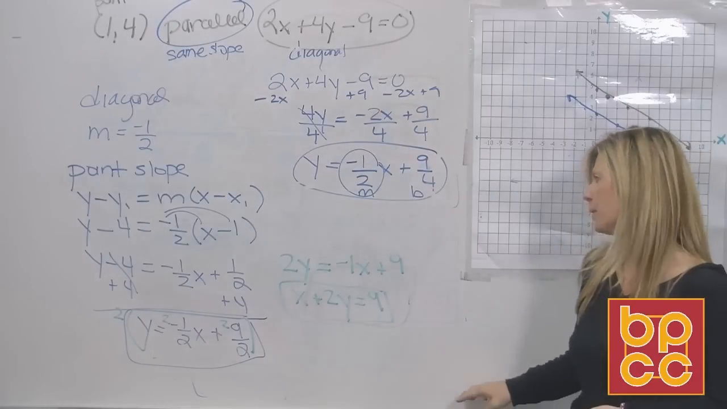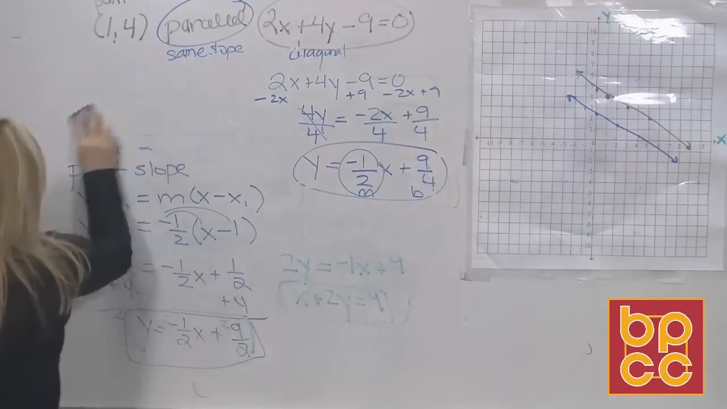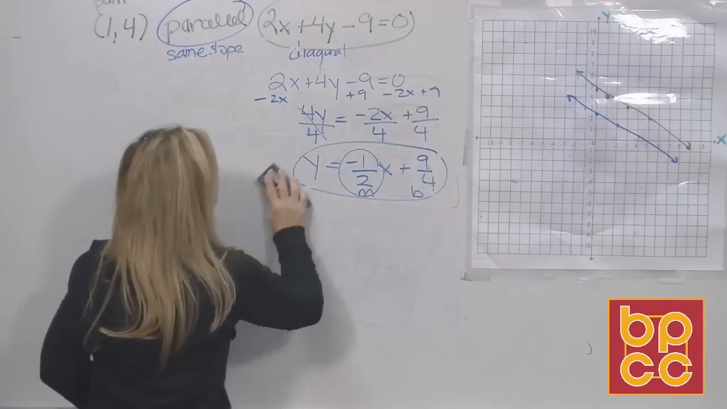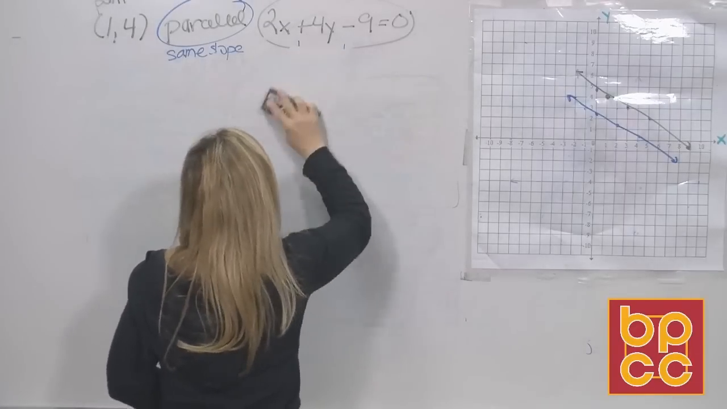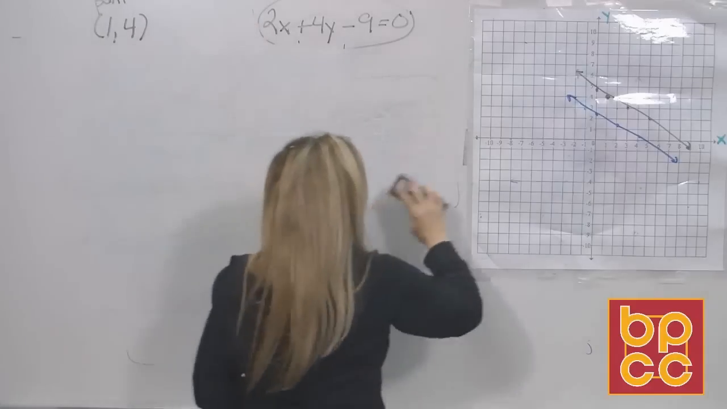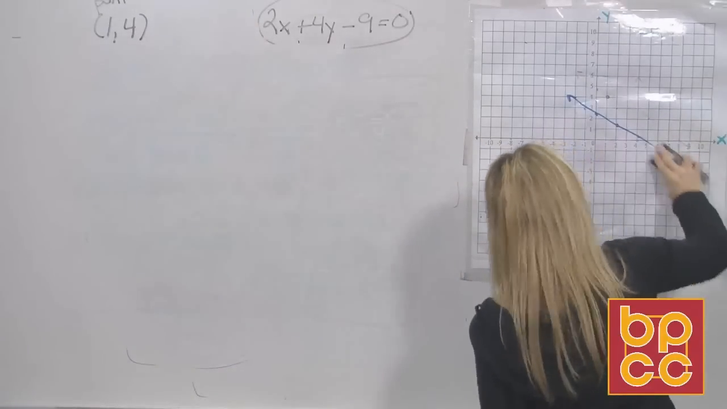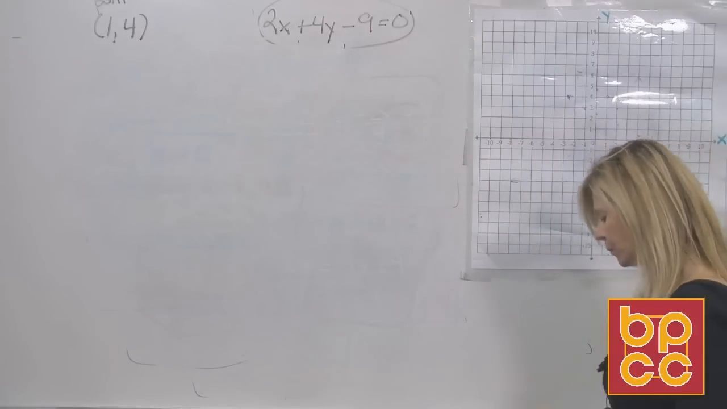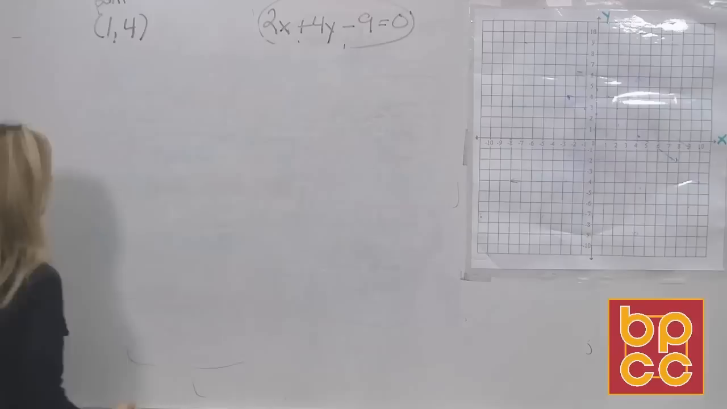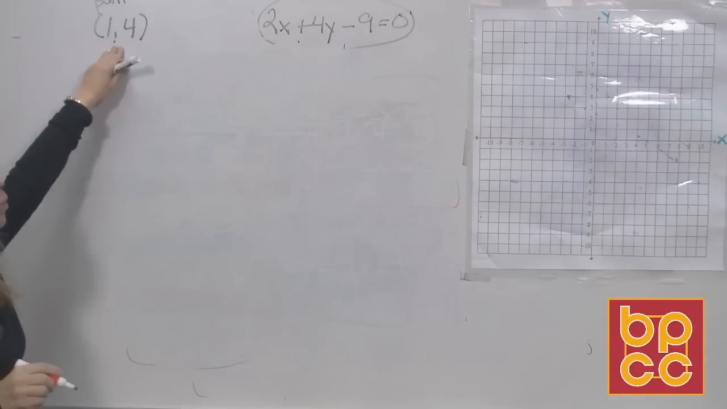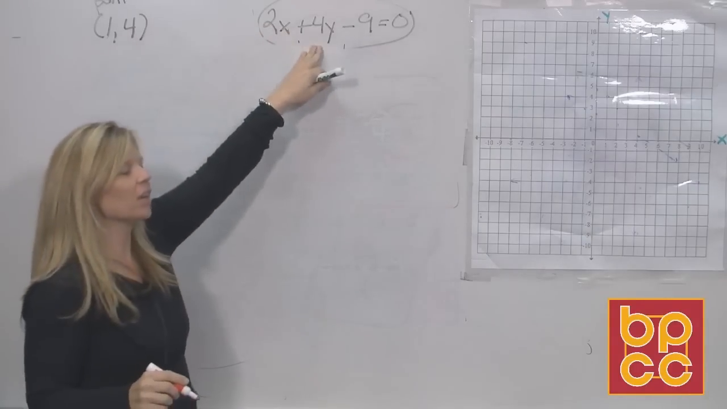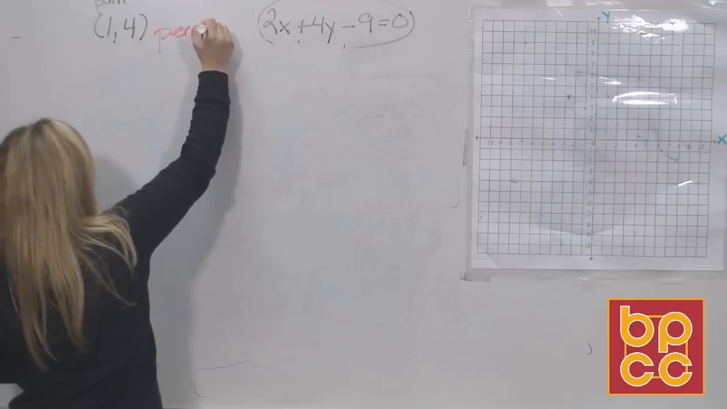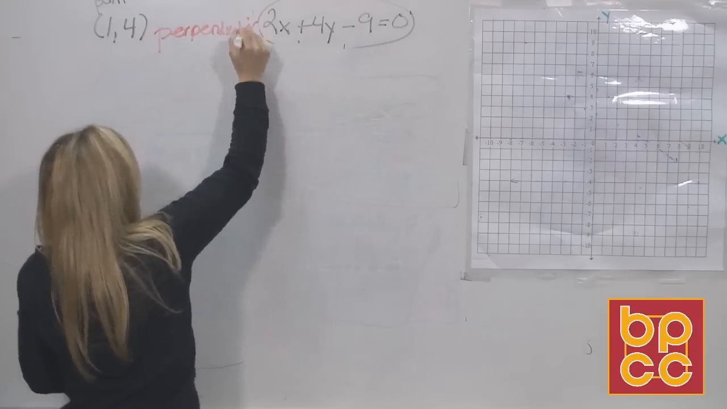Our last example, I'm going to use the same information. I'm going to change a vocabulary word. So let me erase. If you look at our last example, all I did was change one thing in the clue, and it changes up the whole answer. I still say write the equation of a line. I still give you the point 1, 4. I still give you the equation. But now I use the word perpendicular. And that means something different.